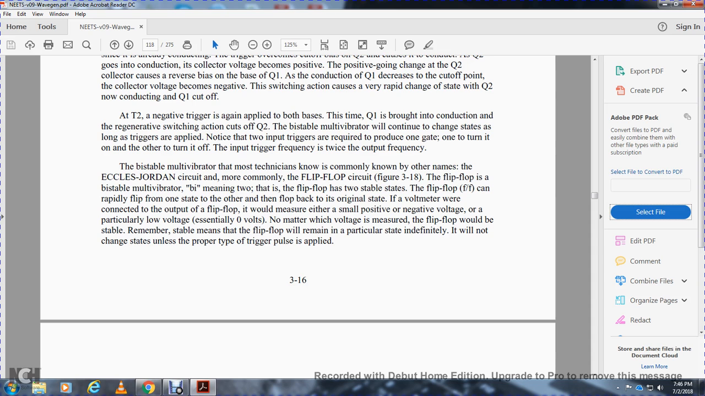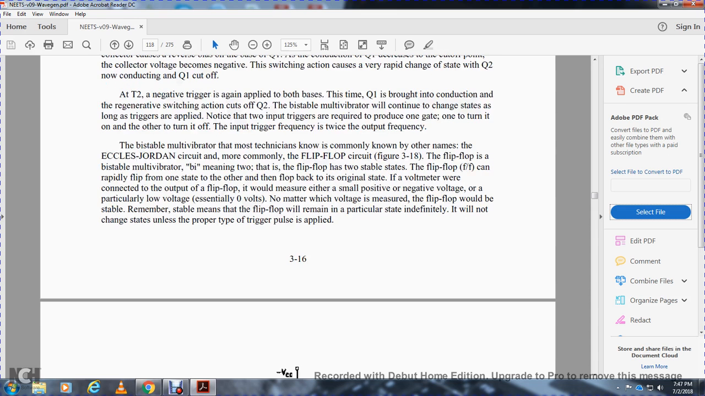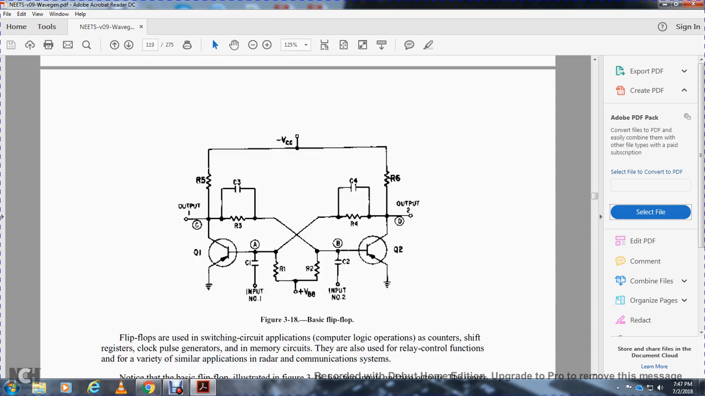If a voltmeter were connected to the output of the flip-flop, it would read either a small positive or negative voltage, or a particularly low voltage, essentially 0 volts. No matter what voltage is measured, the flip-flop would remain stable in that state. It will remain in the particular state identified, and will not change states unless the proper type of trigger pulse is applied.